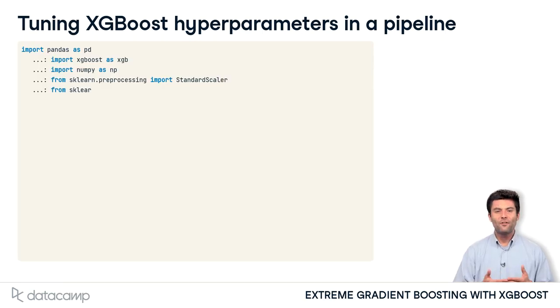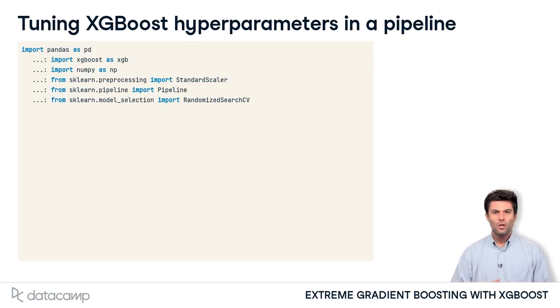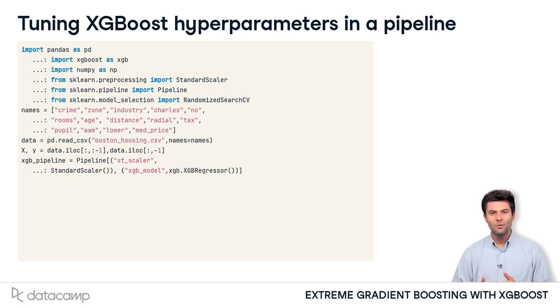As always, we first import what we will be using. The only difference is, now we also import RandomizedSearchCV from the scikit-learn model selection submodule. We then load in our data and create our feature matrix X and target vector y, and also create our pipeline that includes both the standard scaling step and a base XGBoost regressor object with all default parameters.